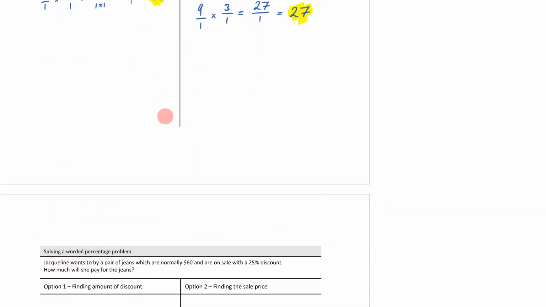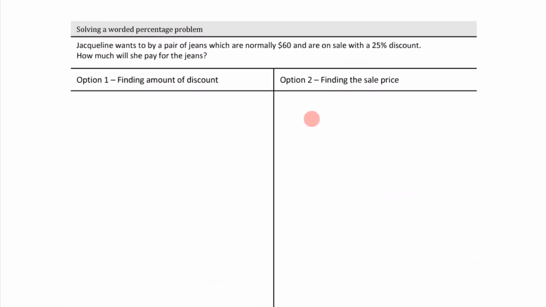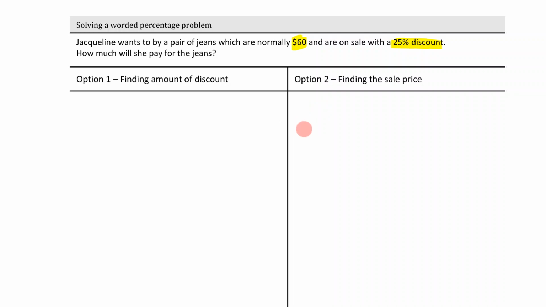And it would come up in real life most of the time when you're going shopping. So let's pretend we're going shopping for a moment. Jacqueline wants to buy a pair of jeans, which are normally $60 and are on sale with a 25% discount. That's pretty good. How much will she pay for the jeans? So this is where maths becomes useful in your real life, because this is something that you would likely encounter. You've got 25% discount on $60.